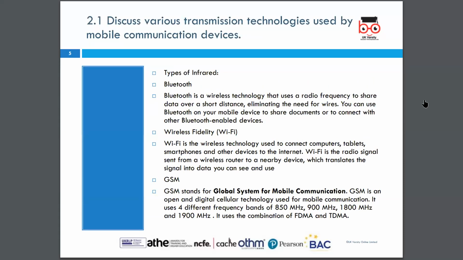So Bluetooth, as we all know, simply uses radio frequency to share data over a short distance. Devices can communicate with each other only if they're within a range of distance. And when Bluetooth is enabled in both devices, then you're able to exchange some data.